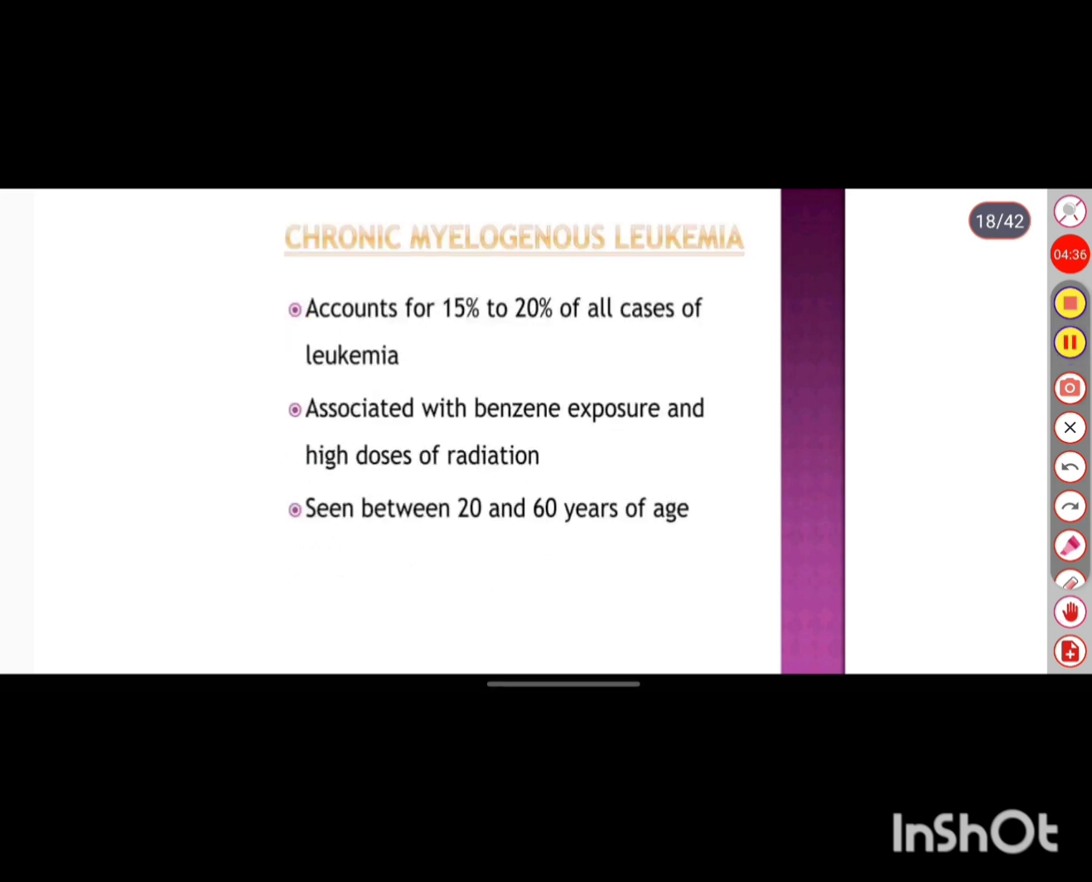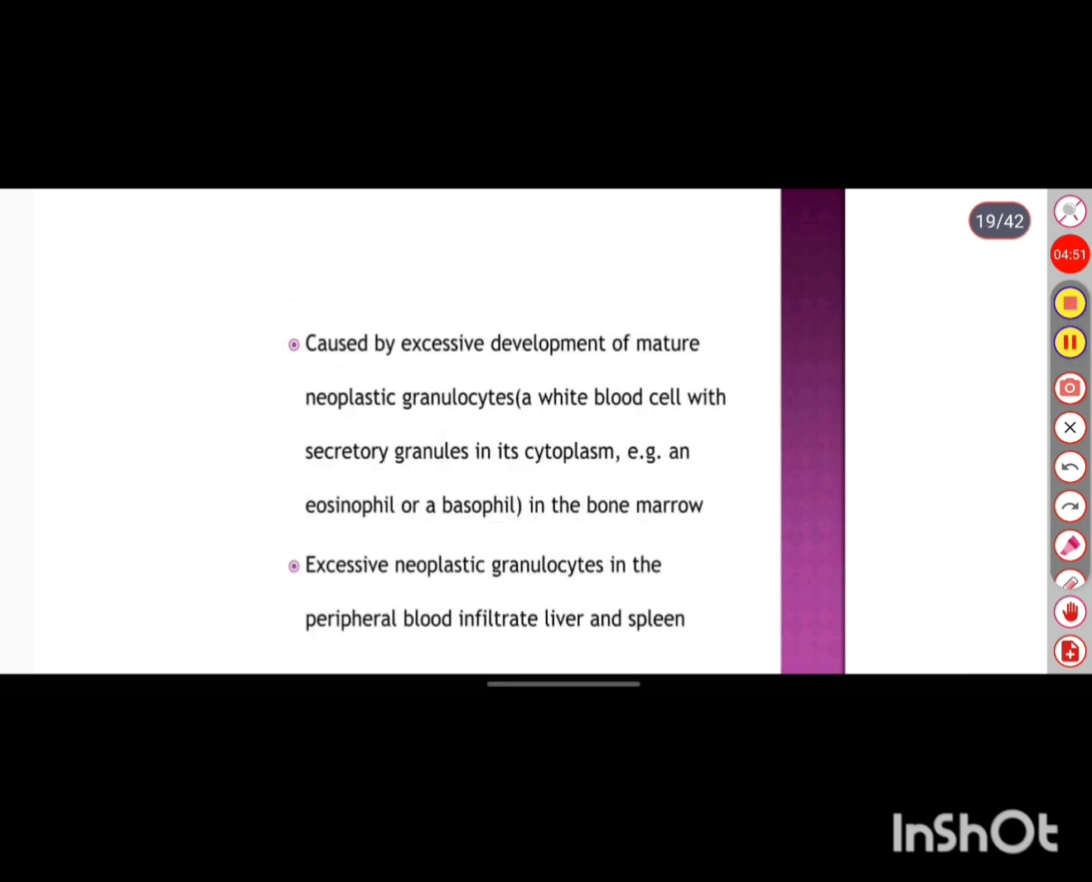Next, chronic myelogenous leukemia, it accounts for about 15 to 20% of all cases of leukemia. It is usually caused by exposure to benzene and also high doses of radiation, seen between the ages of 20 and 60 years. It's also caused by excessive development of mature neoplastic granulocytes, that means white blood cells with secretory granules in the cytoplasm. And also you can see that there are excessive neoplastic granulocytes in the peripheral blood, infiltrating especially the liver and the spleen.